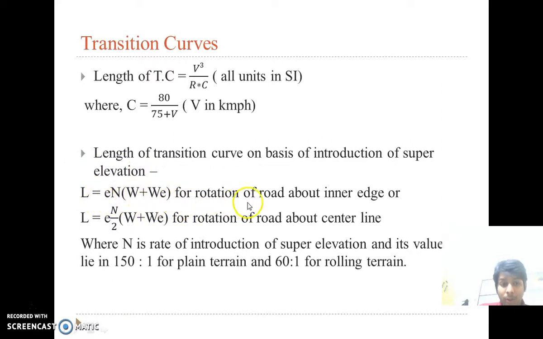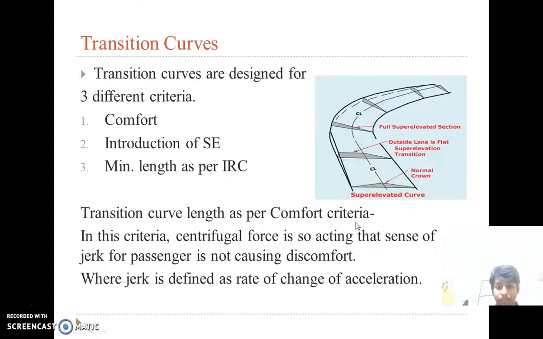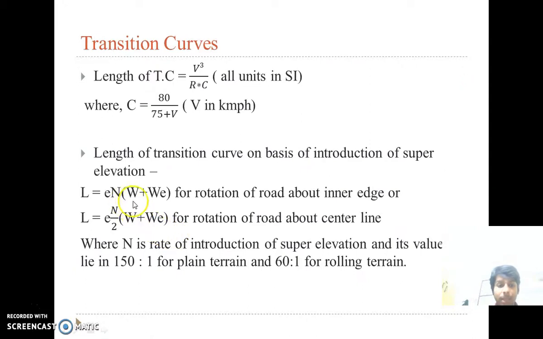We are providing L for this for rotation of road about the inner edge, and L equal to this for rotation of road about the center line. You can see that we are rotating our road about the center line. In this case, we can also rotate our road about the inner edge. In that case, in the case of rotation of road about the inner edge, our length will be this and this much. IRC provides two different rates of introduction of super elevation.